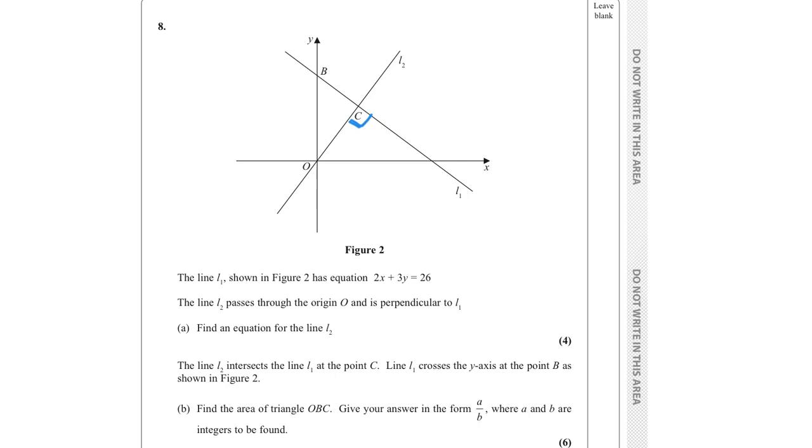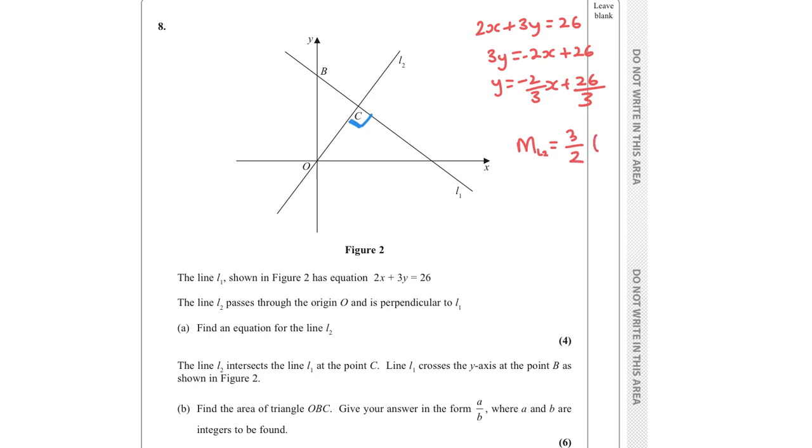So first of all, we need to rearrange L1 to find the gradient. So 2x plus 3y equals 26. 3y equals negative 2x plus 26. y equals negative 2 over 3 x plus 26 over 3. So the gradient of L2 is then going to be the negative reciprocal of negative 2 over 3, which is positive 3 over 2.